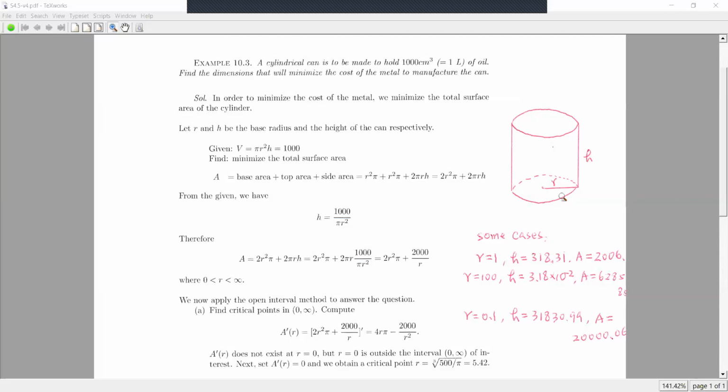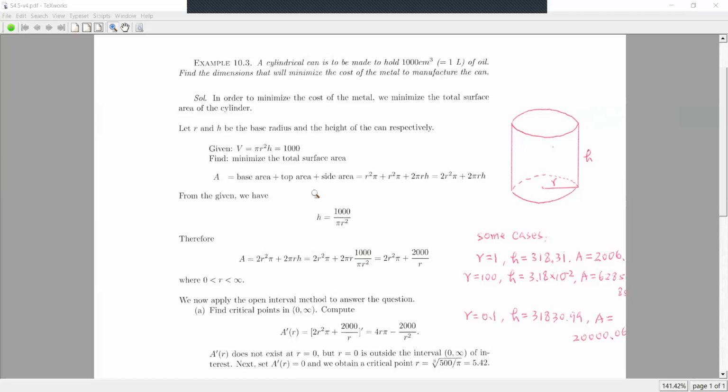Area of a rectangle is base times height. The base of the rectangle is the circumference of the base circle. It is 2 pi r, circumference of the circle, times height. So this is the side area. Simplify this expression by combining the first two terms, then we get the result. This is the total surface area of this can.